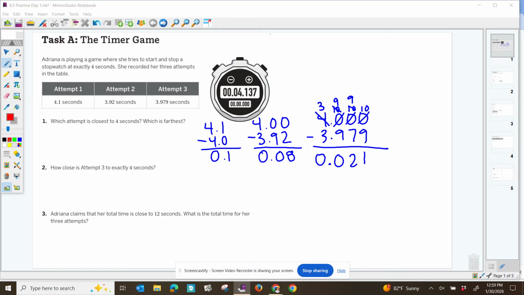Now, if you're having trouble comparing these to see which one's bigger, put 2 extra zeros here, put 1 extra zero there. Then you've got 100, you have 80, and you have 21. And when you're looking at which attempt is the closest, it's that third one. The third one is the closest. It's 21 thousandths of a second away. Whereas the second one would have been 80 thousandths, and the first one would have been 100 thousandths. So which one's the farthest? The first one.